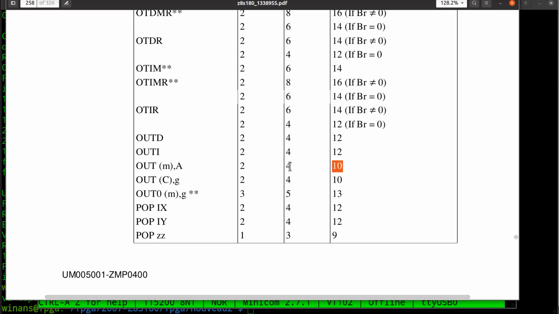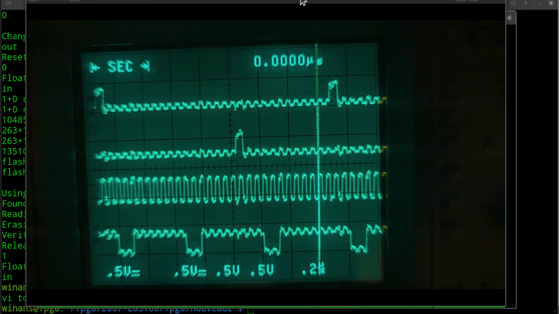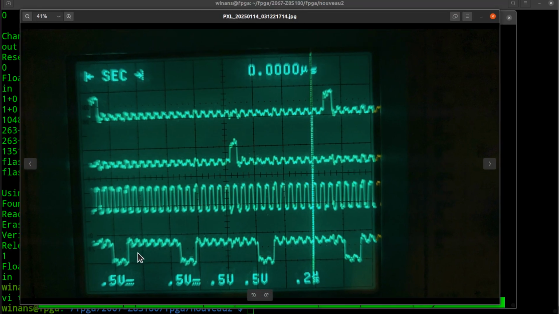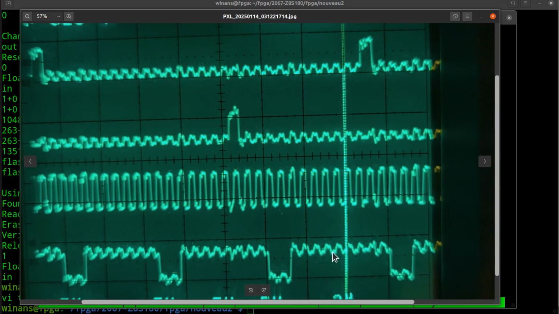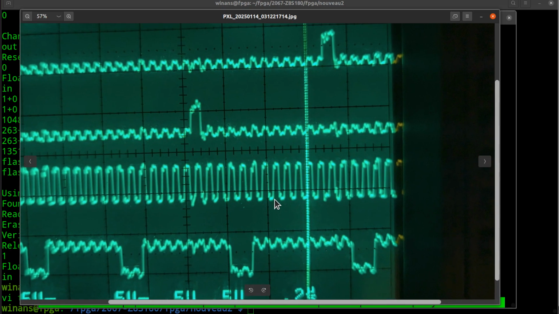So the out does take longer than the in, and you'll see that here on the scope. And there's no arguing here when you see it on the scope. Now, my FPGA code might be wrong, but the phi clock and the M1 from the CPU don't lie. So let's look very closely at what's going on here, and we will succeed in spite of their bad documentation.